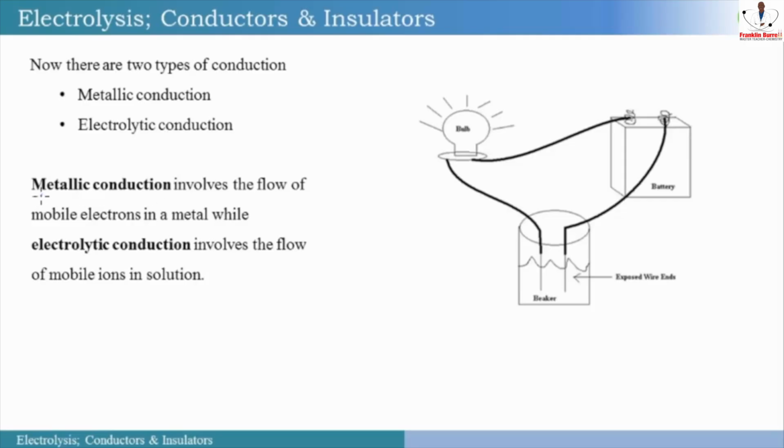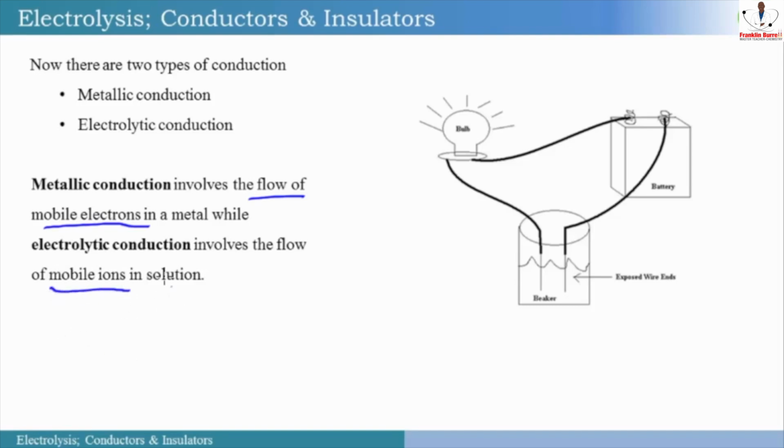Metallic conduction involves the flow of mobile electrons. So we are talking about metals. Metals are able to conduct current because, remember when we did metallic bonding, you saw that metals have electrons that are free to flow and move. So in metallic conduction, electrons will move, hence it will conduct current. In electrolytic conduction, it now involves the movement of ions. So the ions are free to move.